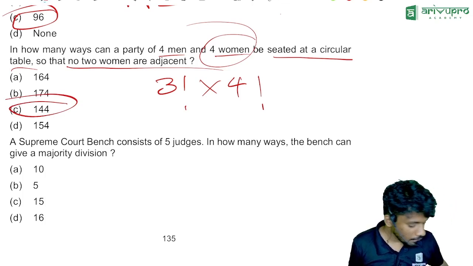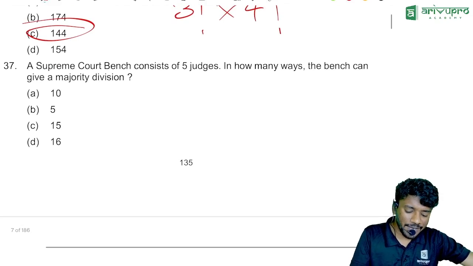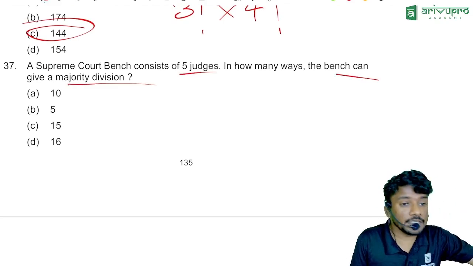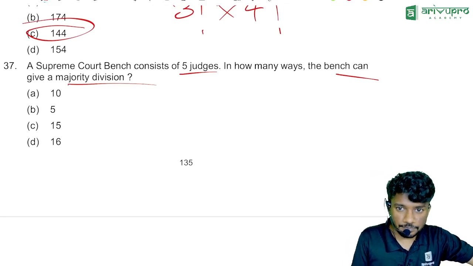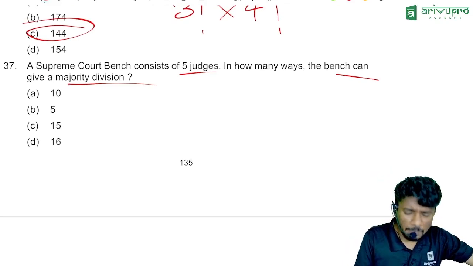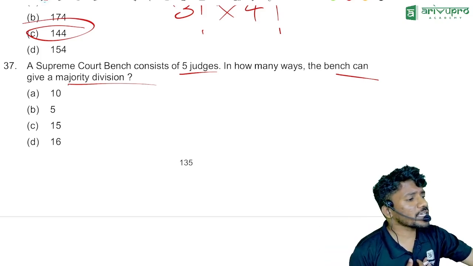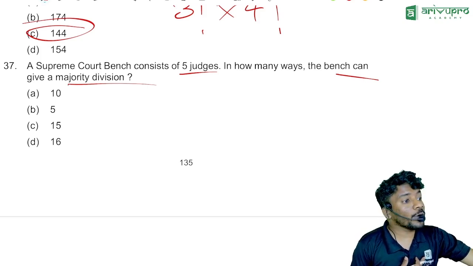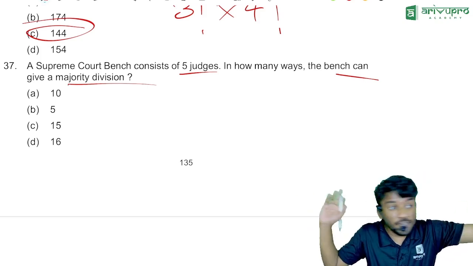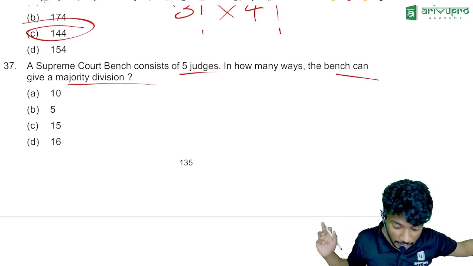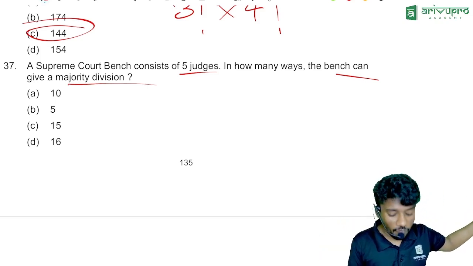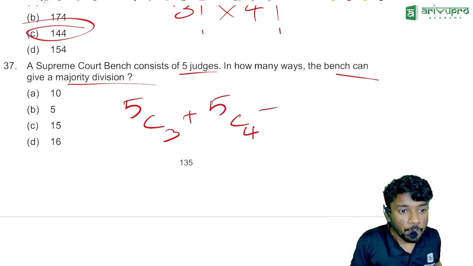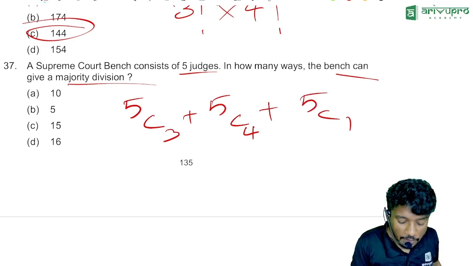Let's see. A Supreme Court bench consists of 5 judges. In how many ways can the bench give a majority division? A majority should be there. What are the majorities? 3, 4, 5 are the majorities. We will just add 3 plus 4 plus 5. No. They are giving something else. So what is the formula? 5C3 plus 5C4 plus 5C5. 5C3 is how much?